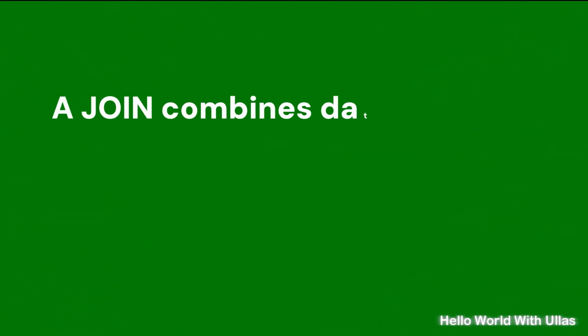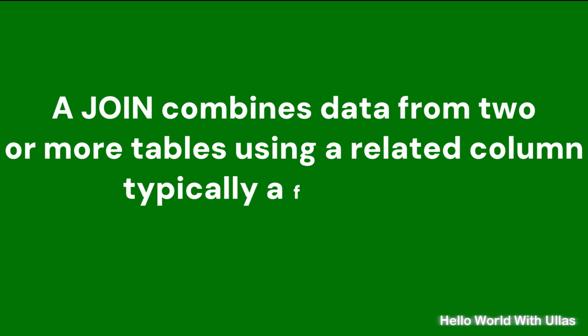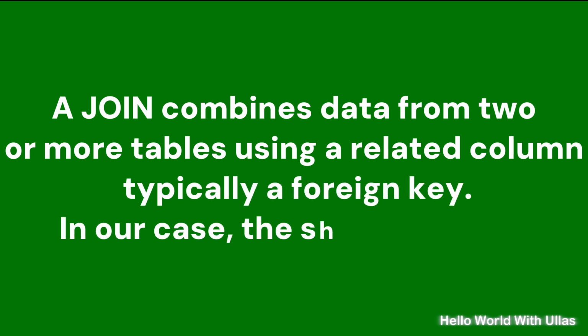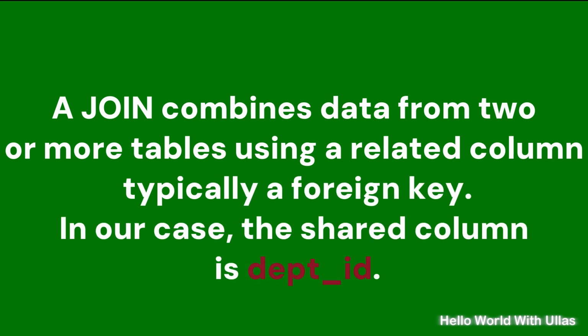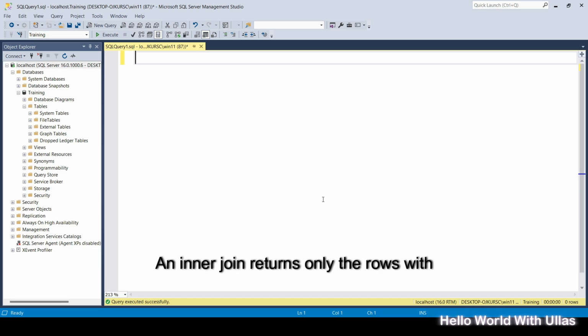What is a join? A join combines data from two or more tables using a related column, typically a foreign key. In our case, the shared column is department ID. Let's start with the most popular join, the inner join. An inner join returns only the rows with matches in both tables. So let's see how we will write the query.